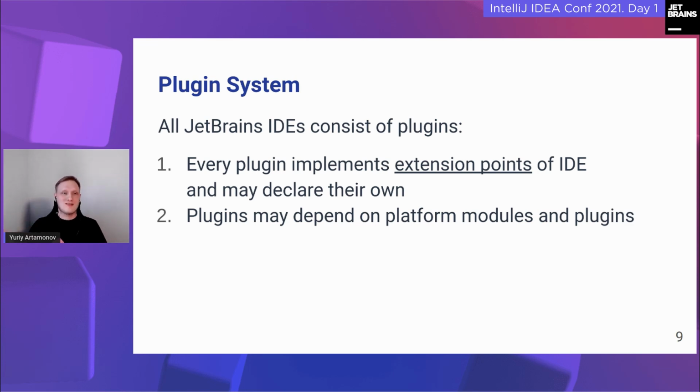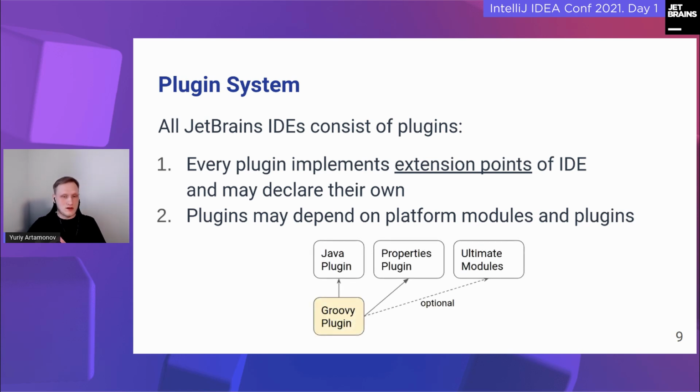You should not reinvent the wheel. If we already support XML or YAML or maybe JSON, there's no need to build a custom parser for JSON or XML. You can add your features on top of existing plugins. And today I will show you how you can build something on top of the Java language, for instance. If we check one of the existing plugins, let's say the Groovy plugin, we'll see that the Groovy plugin actually depends on the Java plugin, on the properties plugin, and also optionally depends on some of the Ultimate modules, such as UML, for instance. So you can reuse many features from existing plugins and leverage them in your features.